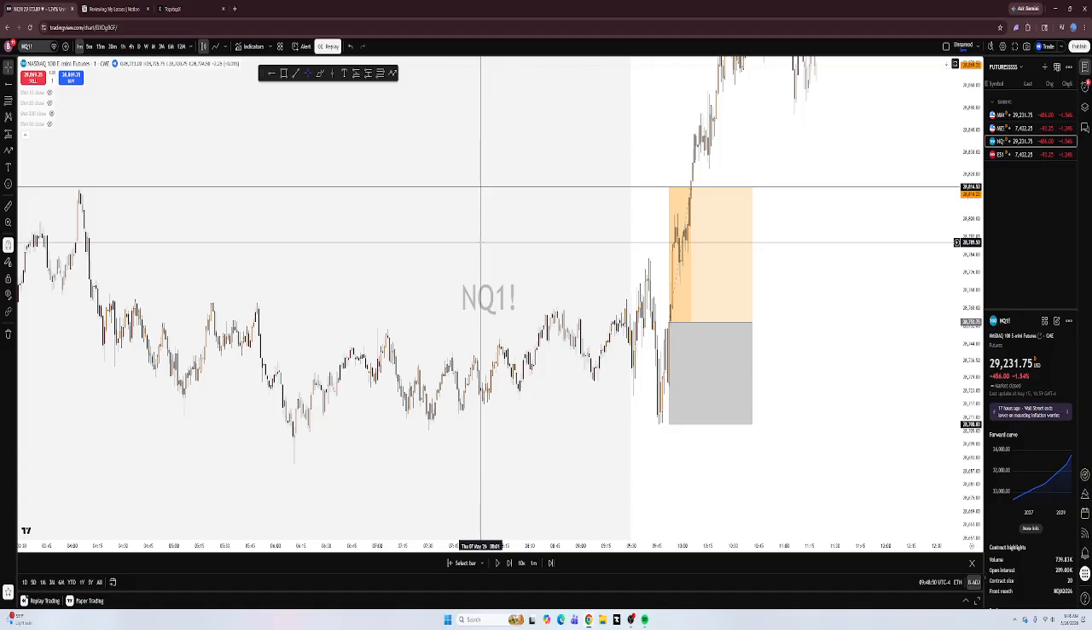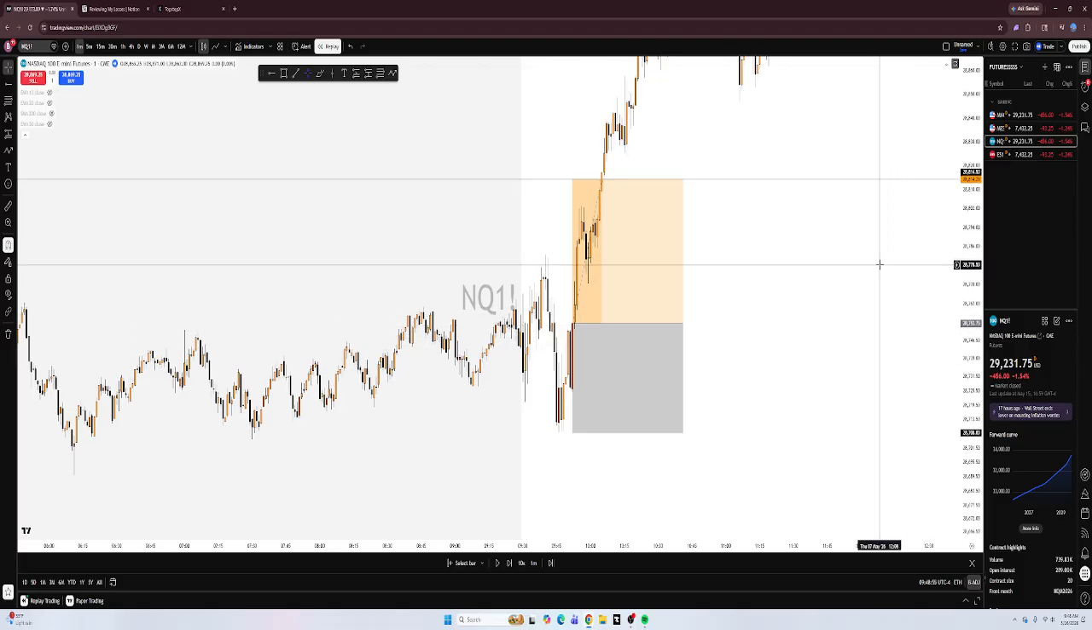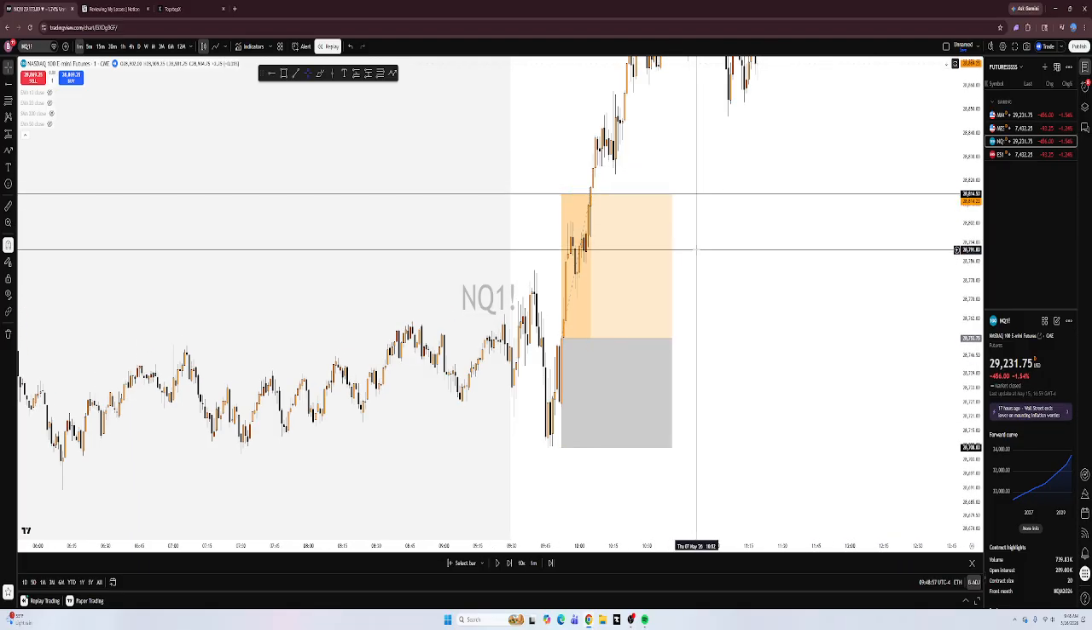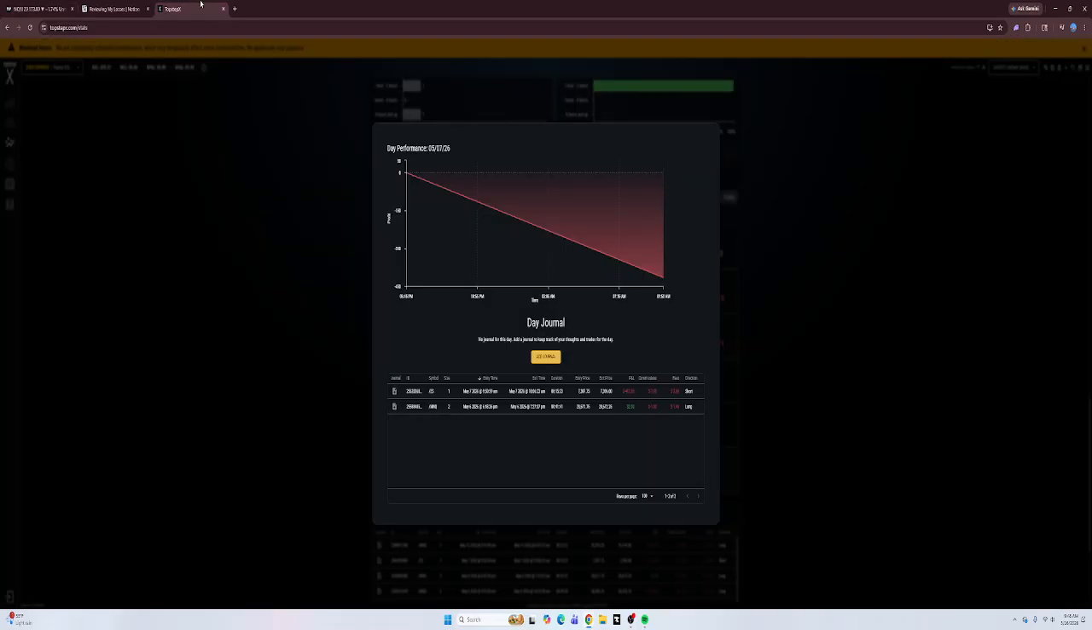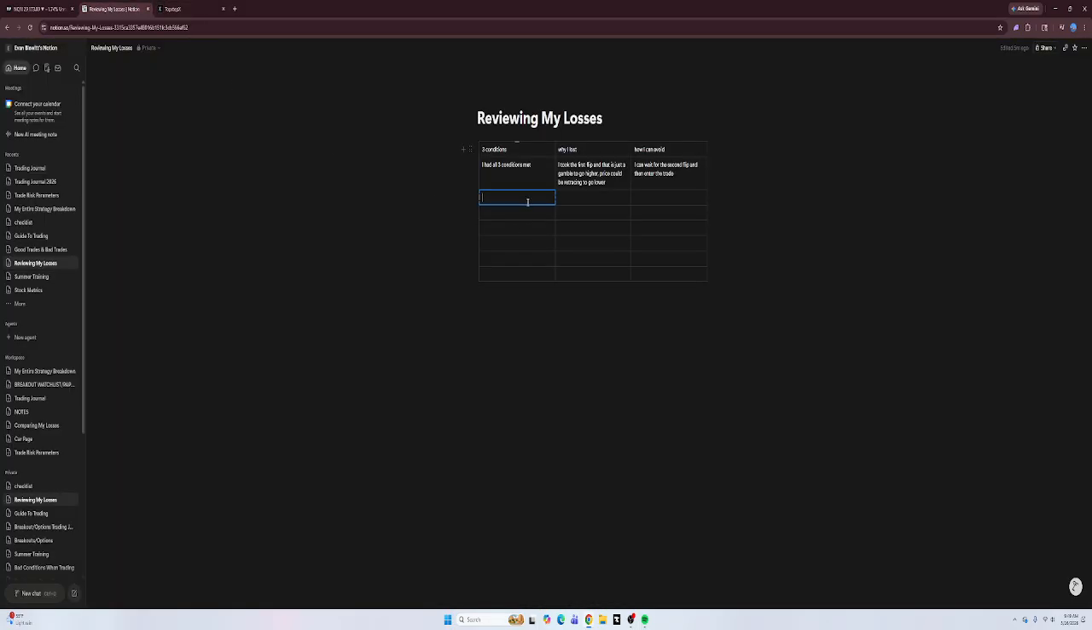Price also is a little bit ranging before we enter the trade, and we enter on a limit order, which I rarely do. I want to stop doing that. I just need to stop forcing those type of trades. So this trade, I just genuinely need to be more patient on.